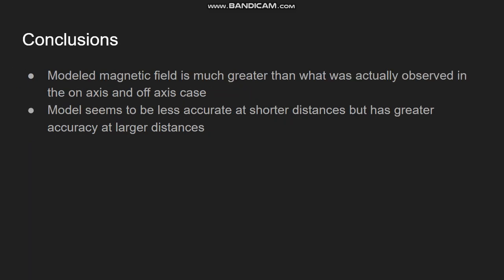Conclusions. Modeled B fields were calculated to be much greater than B fields calculated from observed data. The model seems to be less accurate at closer distances, but better at predicting B fields at larger distances.